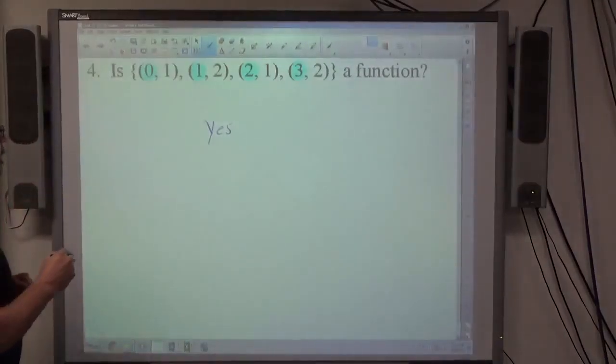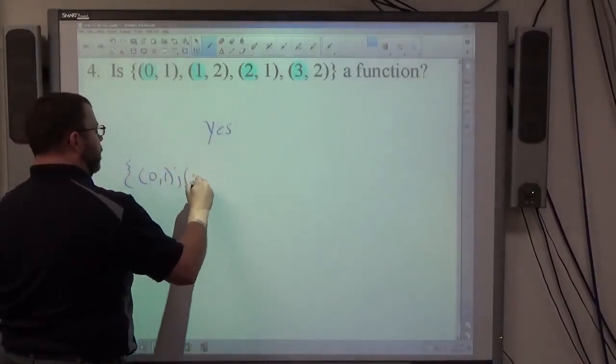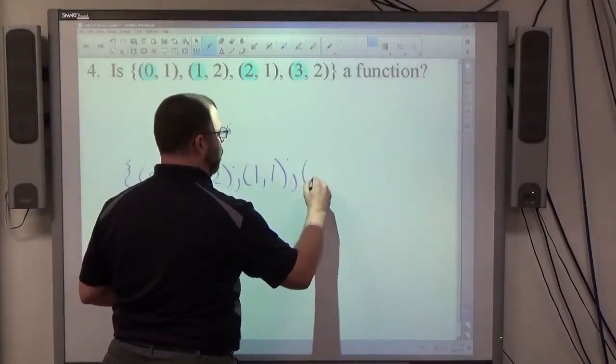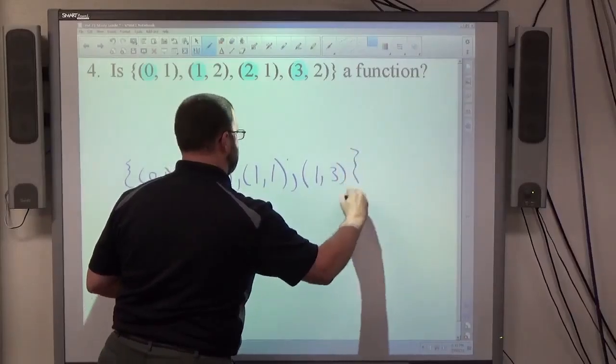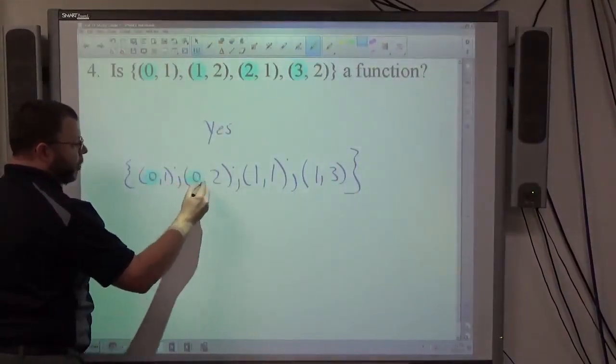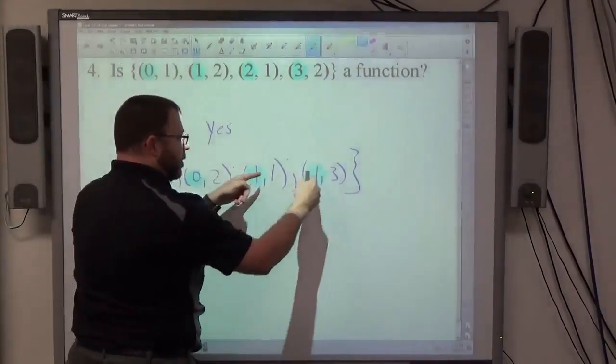Just to give you a couple that are not, or a couple things to look for that would be different than that. If I gave you the set of ordered pairs that said, let's say (0, 1), (0, 2), (1, 1), let's say (1, 3). All right. And if I had that one there, (0, 0), (1, 1).